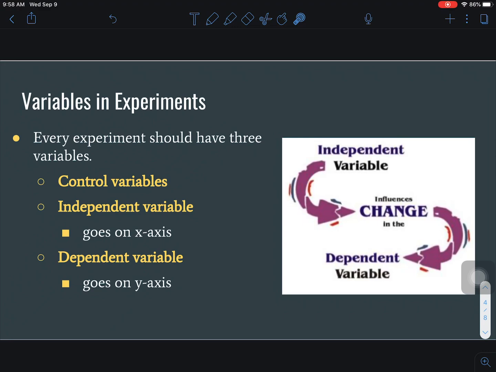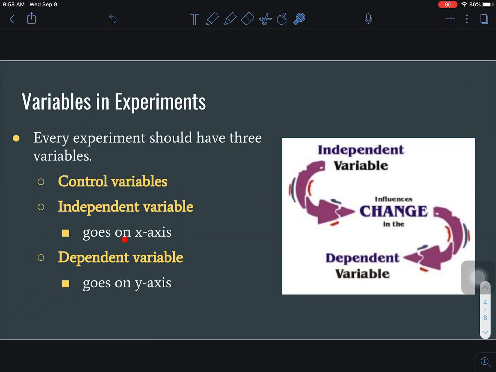There are a couple different types of variables, and these are things you are going to need to know. There are controlled variables, independent variables, and dependent variables. What is an independent variable and what is a dependent variable are things we expect you to be able to know. It's the thing that you changed compared to what caused the change. The control variables are what we kept the same.